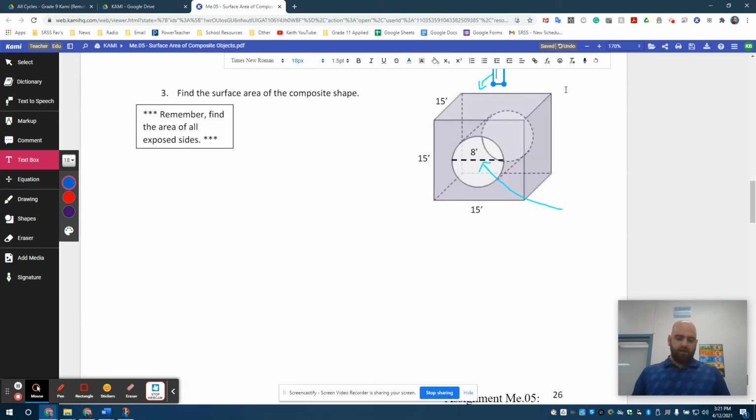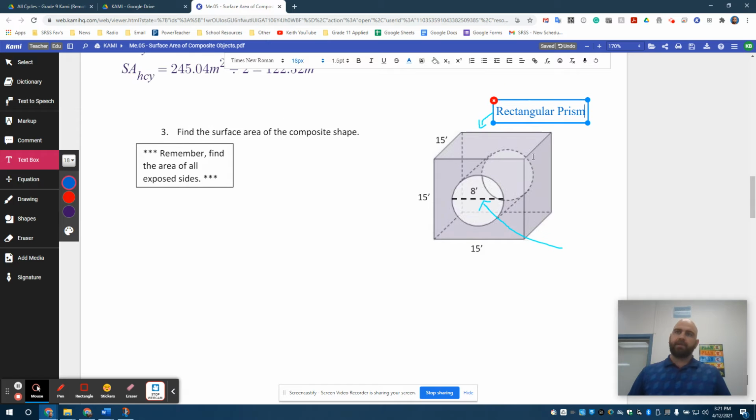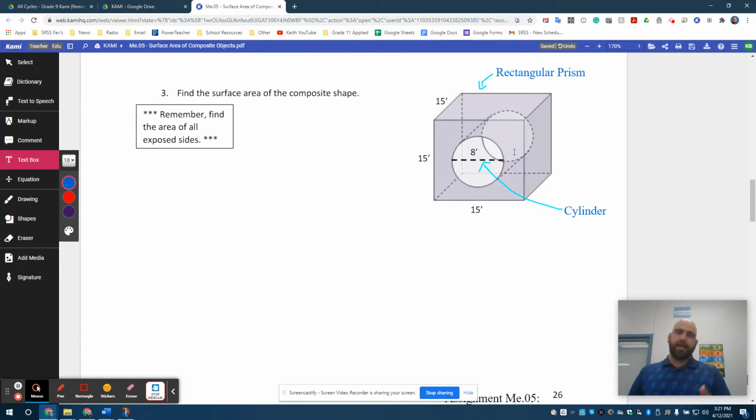So the big one on the outside is, again, a rectangular prism, and the one that's being cut out here is a cylinder. We have a rectangular prism, and we have a cylinder. The rectangular prism has a cylinder cutout. That's the important thing that we recognize. The cylinder has been cut out, which actually increases the surface area on the inside. First things first, let's find the surface area of that rectangular prism.